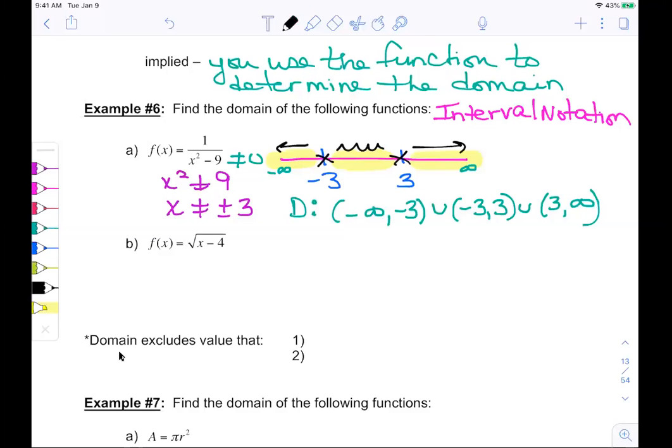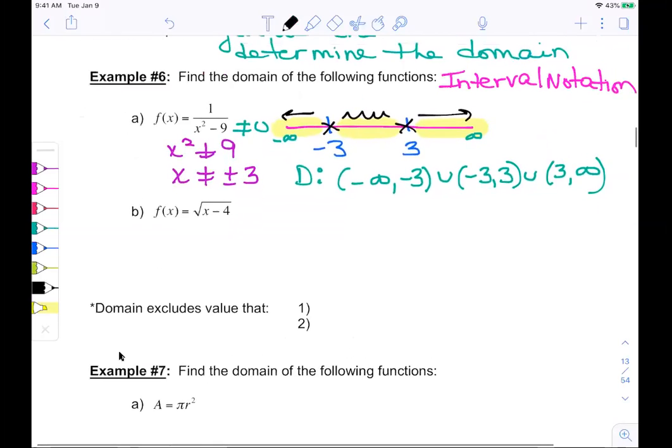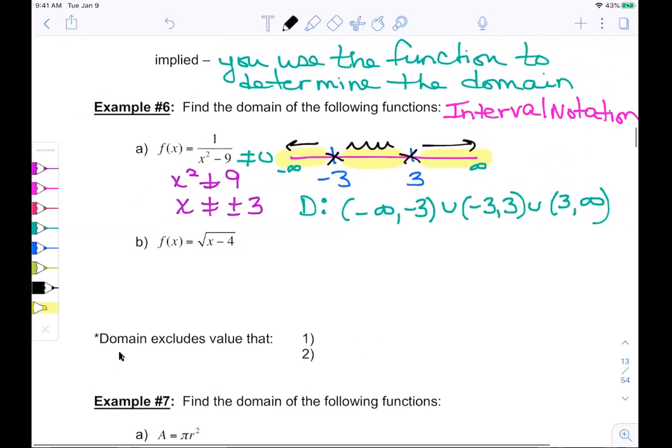All right, let's look at the next one. Part B is a square root. So now we have to think about square roots. What do we know about square roots? What do we know about numbers in a square root? Jeremy, what do you know about square roots?